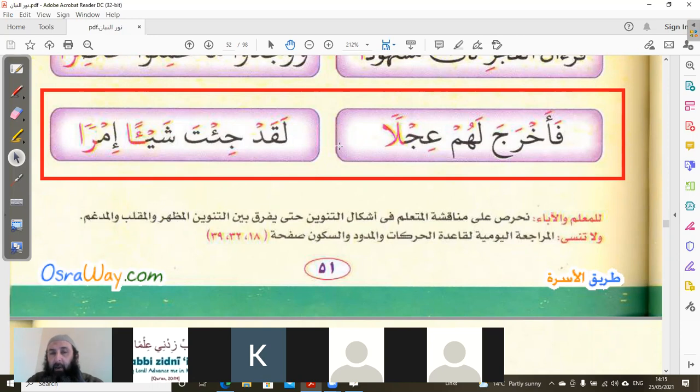Fa'akhrajalahum ijlan. Fa'akhrajalahum ijlan. Fa'akhrajalahum ijlan.